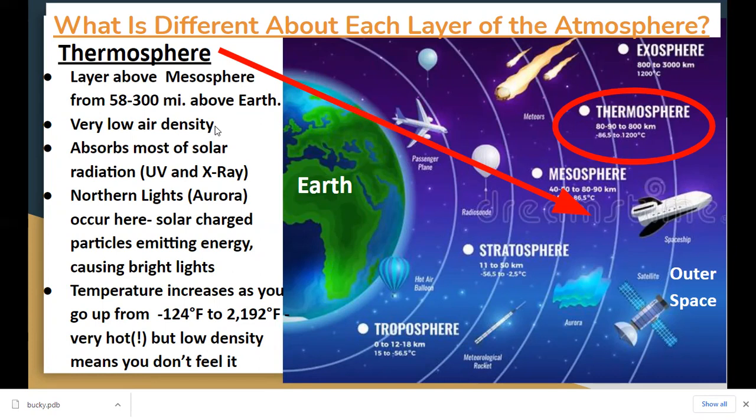The temperature increases in the thermosphere as you go up. It goes from negative 124 degrees, believe it or not, to 2,192 degrees, very hot. But because the air density is so low, you don't even feel it being 2,192 degrees in the thermosphere. That's because the molecules are so spread apart.